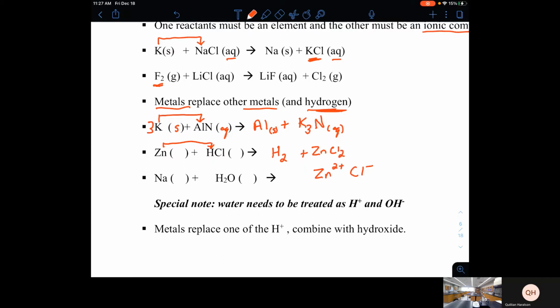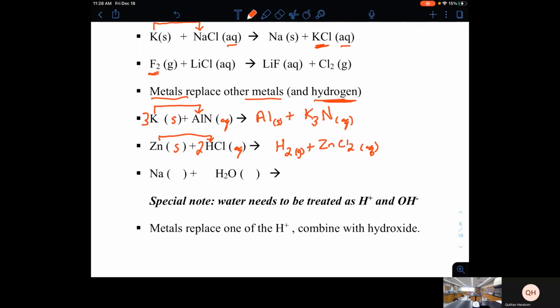And once again, states: you're a metal, you're a solid, you're going to be aqueous, you're going to be a gas, and you're going to be aqueous. And don't forget to balance these out. So let's balance it. It looks like we need a 2 to go here, and now it's balanced. All right, the next one, let's take a look at this one.